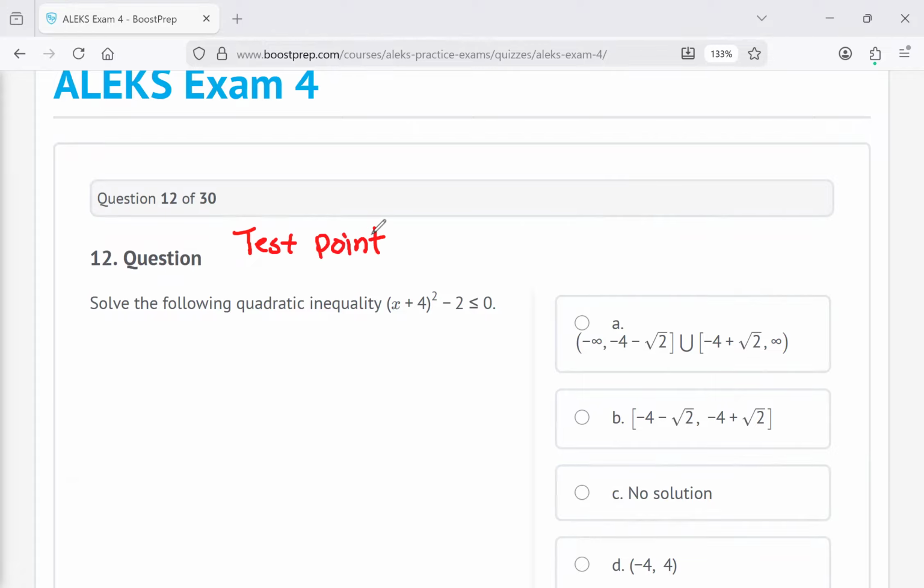If you still don't understand it after I explain this, you can look over my supplementary videos, and there's a section called test point method. So first step in test point method is you got to make sure one side is equal to 0. Sometimes they don't have it at 0, then you have to make it 0. So it's already at 0, and then it says less than or equal to 0. So what that means is we only care about the negative sign.